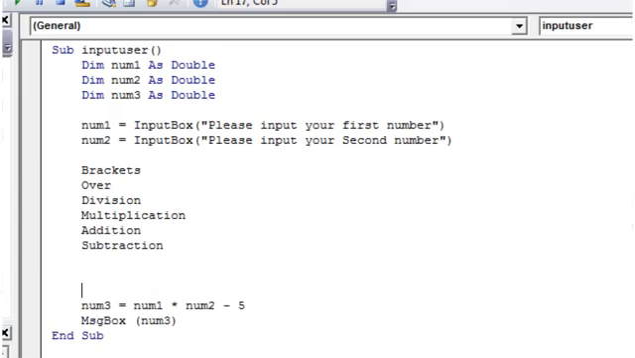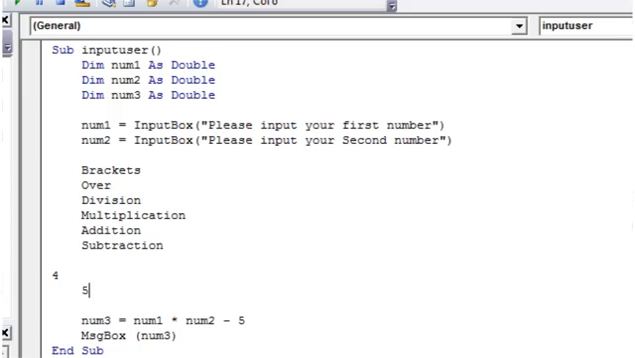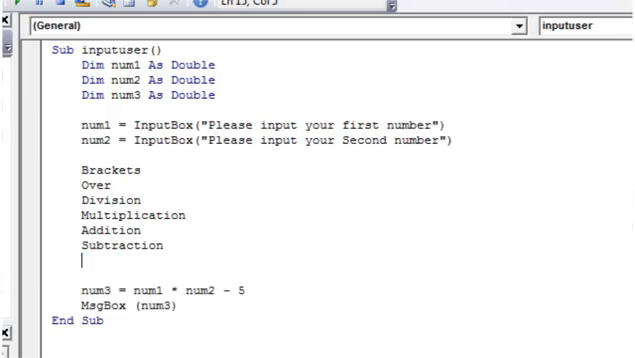So let's say num1 is 4, num2 is 5, and so 4 times 5 is 20, minus 5 is 15. Whereas if you did this bit first and did 5 minus 5, that's going to be 0. Times it by 4, that's going to be 0 as well. So that's why it's important that you get those in the right order.